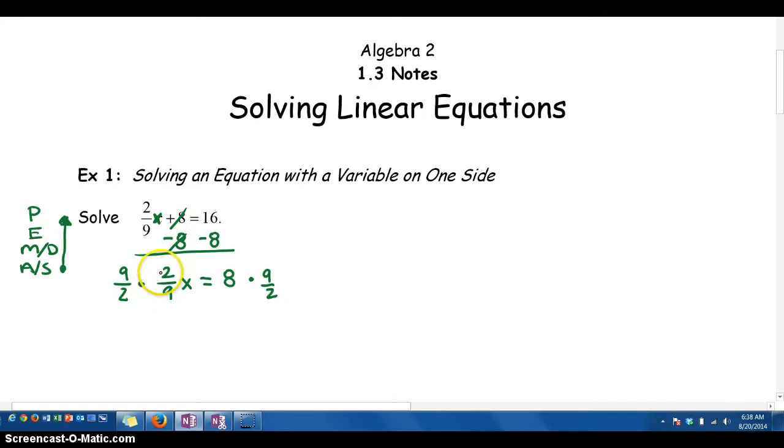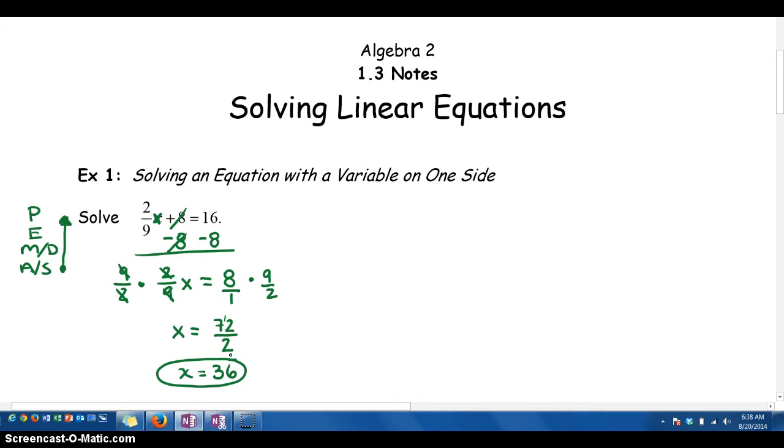Well, on the left side, the 2's cancel because there's one on top, one on the bottom. Same with the 9s. And x equals, I like to make 8 a fraction as well by putting it over 1. And so I do 8 times 9 is 72, all over 1 times 2, which is 2. And when we divide these two numbers, 2 goes into 7 3 times with the remainder of 1. 2 goes into 12 6 times. So x equals 36 is our final answer.